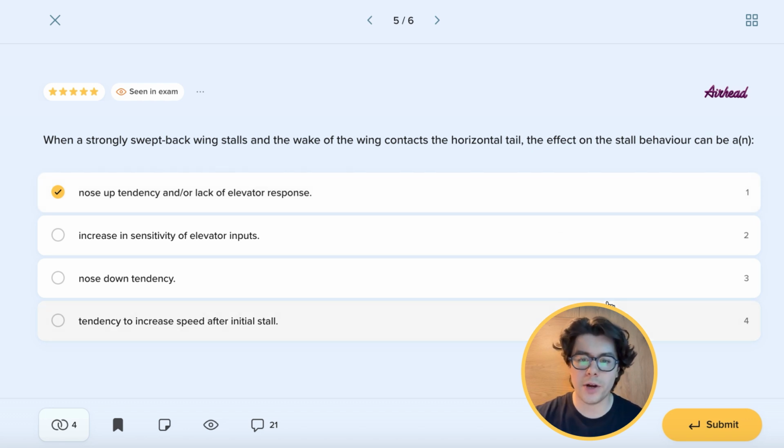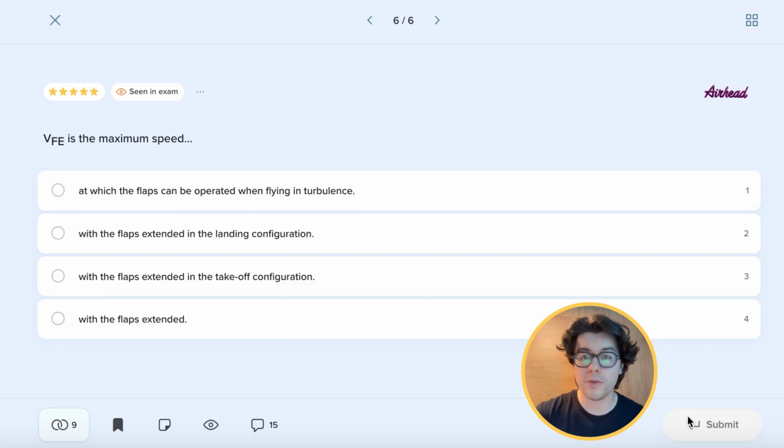And now for the last question, so question number 6. This is also a relatively straightforward question. However, it's always good to revise different speeds and take a look at an airspeed indicator, which I'll show you in just a second. So VFE is the maximum speed at which, and of course the correct answer here will be, the flaps can be extended.